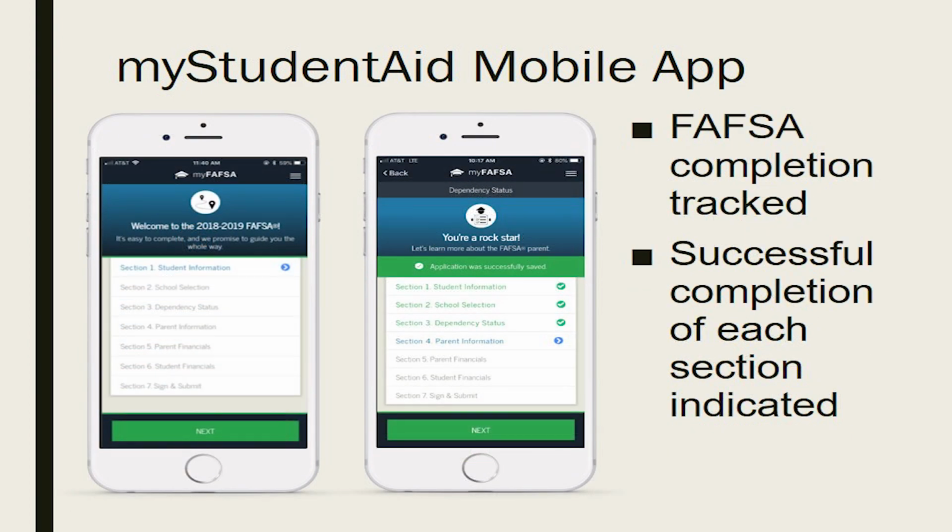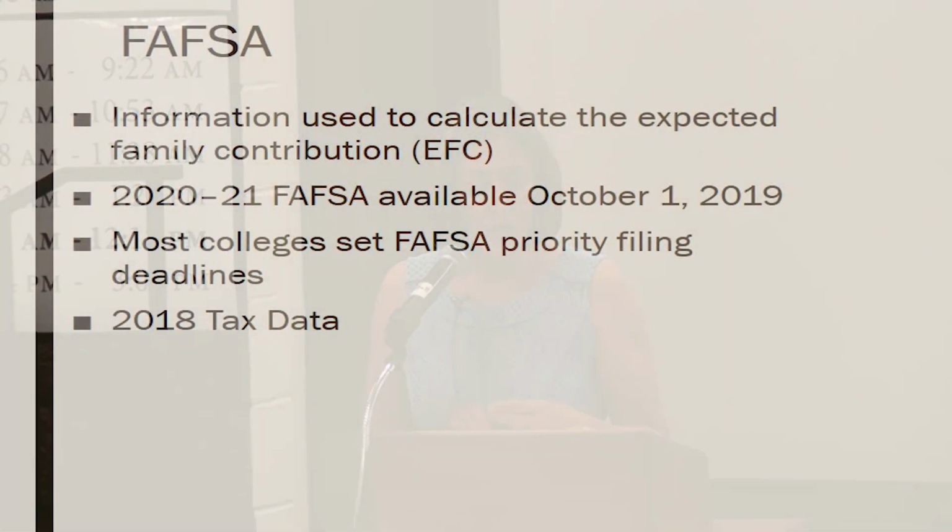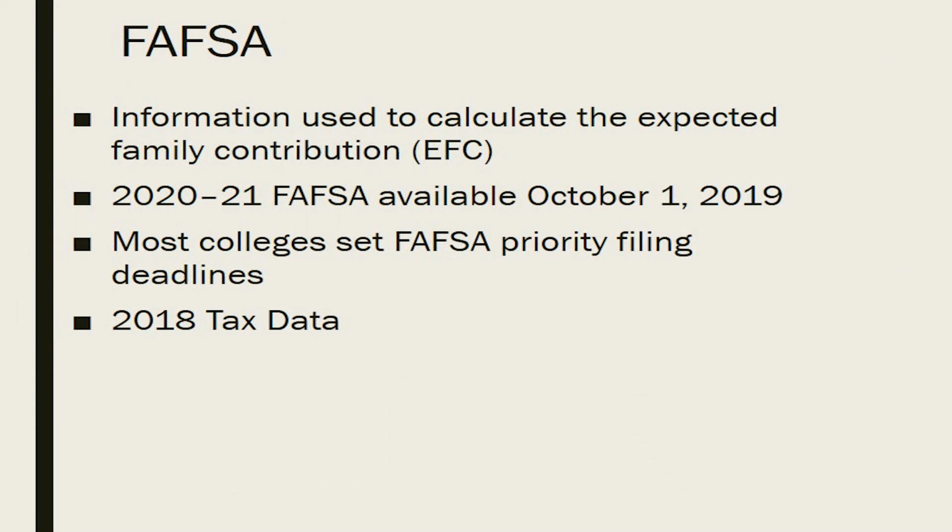Okay. And then it's going to ask for a digital signature, and it's going to let you know that the FAFSA was actually completed successfully. And again, it will tell you at the end that the EFC was calculated, and it will let you know kind of where you are and what you should expect. Okay. So the FAFSA information is used to calculate the expected family contribution. The 2021 FAFSA is available October 1st, 2019. So that is just around the corner.